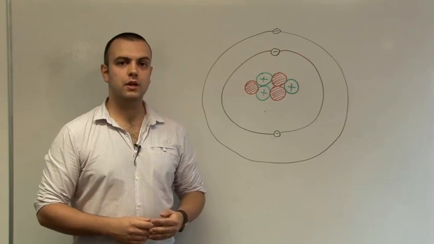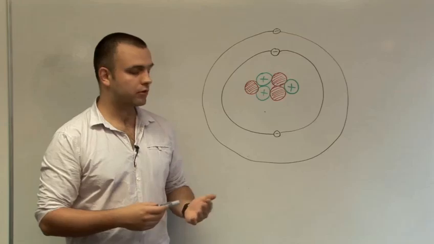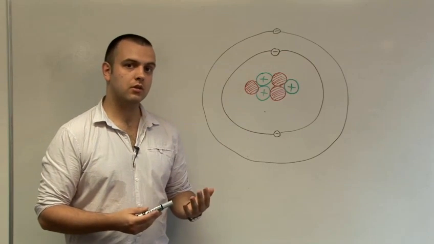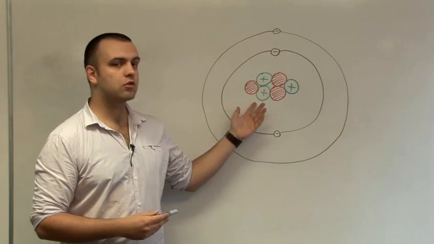The atom consists of two main parts: a dense, heavy nucleus which sits in the centre, and electrons which orbit around it. Here we have an atom of lithium. Lithium is the third element. It has an atomic number of 3. That means it contains 3 protons. The protons here are drawn in green.